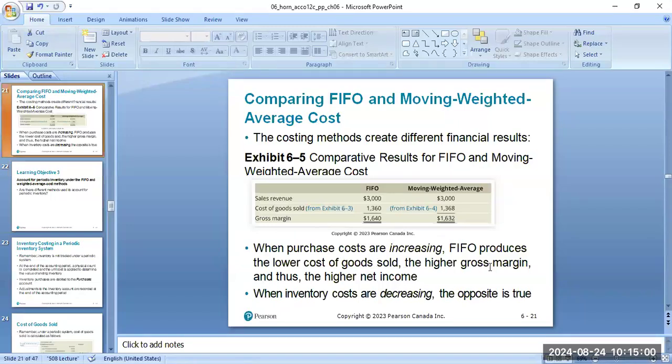Why? Because the ending inventory is always going to come from the last units that we purchase, which obviously will be the highest possible cost. Whereas if the cost is decreasing, then first in, first out is going to produce the highest cost of goods sold and lowest gross margin.